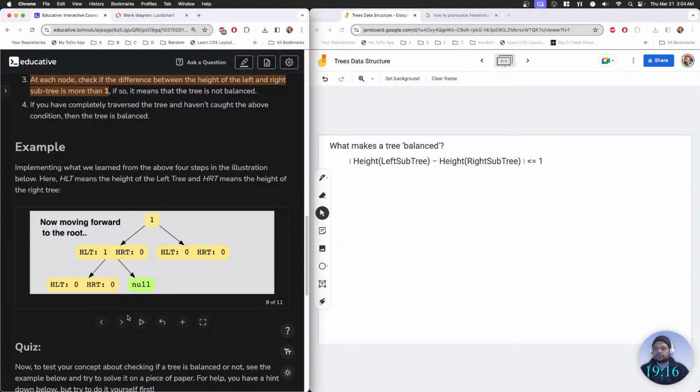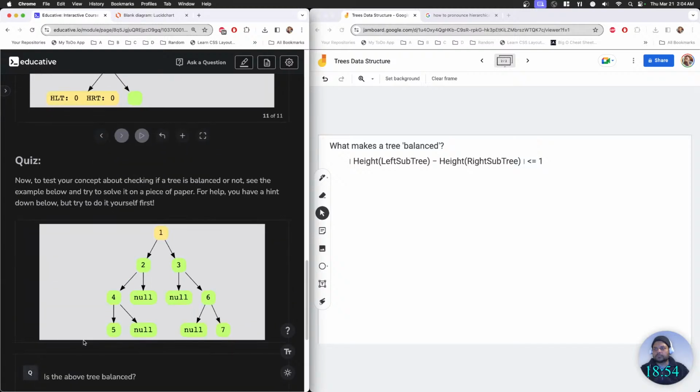Okay. Since, wait, what was the question? To root. Okay, height of the left subtree is 2. Height of the right tree is 1. There's only one level at the right, so HRT is 1, yeah.